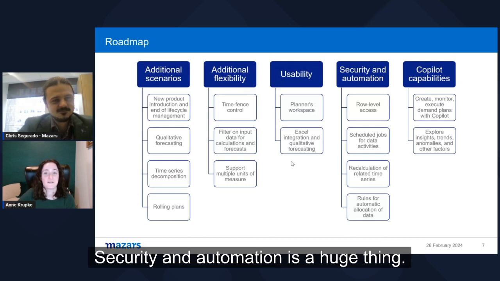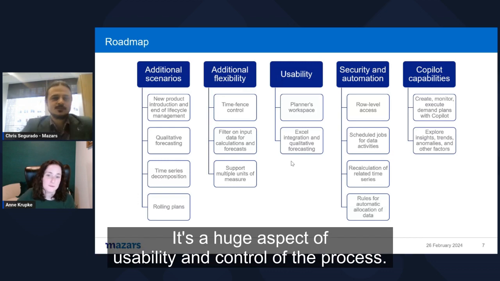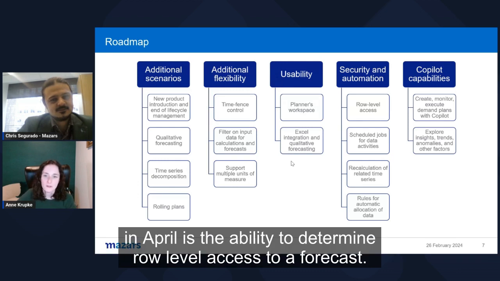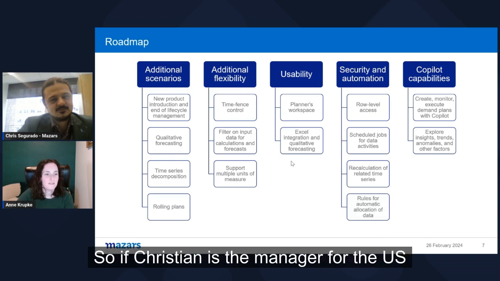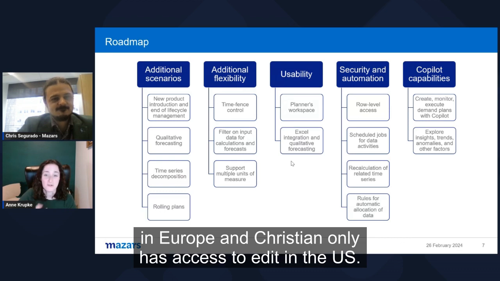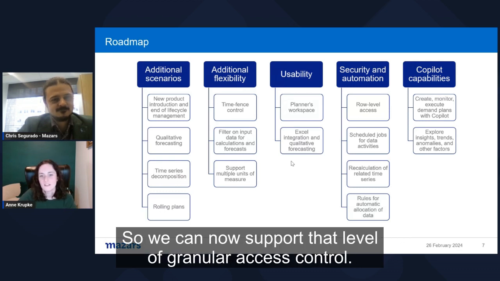Security and automation is a huge thing. It's a huge aspect of usability and control of the process. One of the things that's coming with GA in April is the ability to determine row-level access to a forecast. So if Christian is the manager for the US and I'm the European manager, then I only have access to edit anything in Europe, and Christian only has access to edit in the US. So we can now support that level of granular access control.